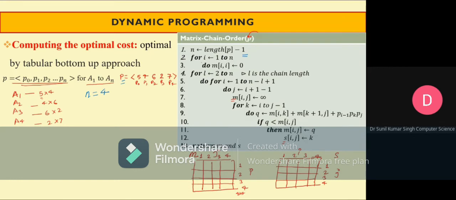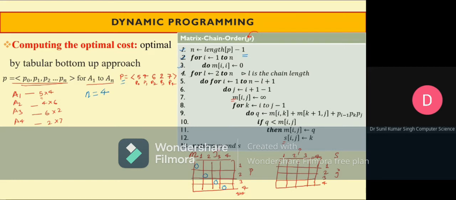Now look at the second line. For i equal to 1 to n, that means 1 to 4, do m[i][i] equal to 0. That means for i equal to 1, 2, 3, 4, so m11, m22, m33, m44 is going to be 0. 1,1 is this one; 1,1, 2,2, 3,3, 4,4. It is going to be 0. Now the job for these 3 lines is over.